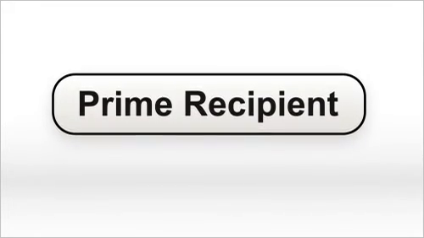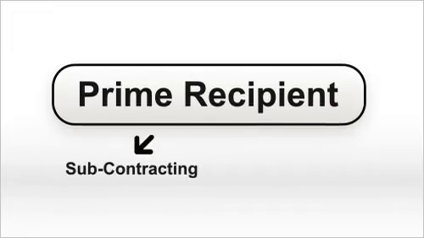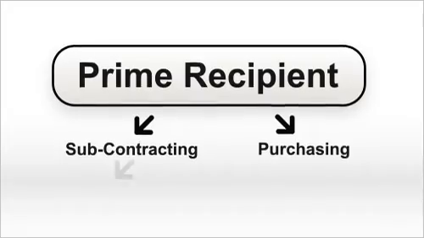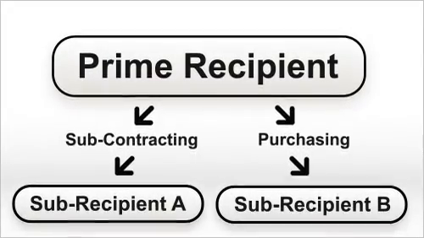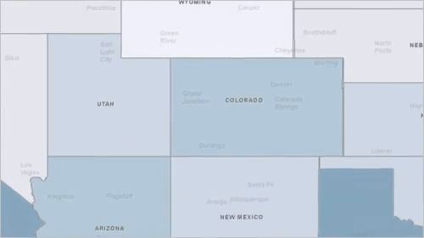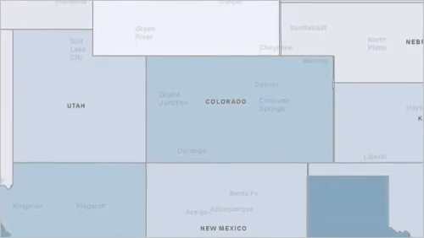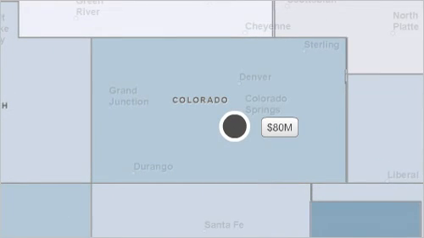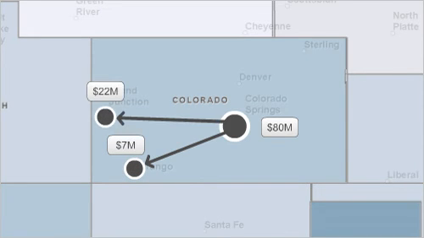When prime recipients receive recovery awards, they may award part of a project to another company or purchase goods and materials for the project. These subrecipients may perform the work in or outside of the prime state. There are two scenarios for recovery funds moving from a prime recipient with a contract to a subrecipient. A prime recipient receives an award to perform work in a state and hires subcontractors and buys materials in that same state. The recovery funds stay in the one state.